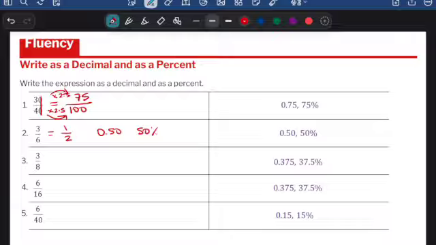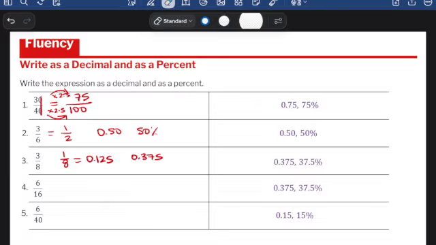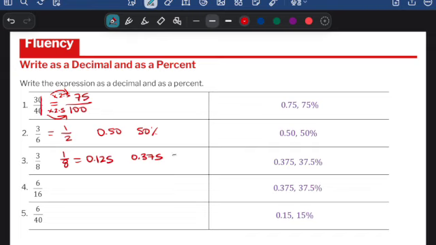3 over 8. Another good decimal fraction relationship is 1/8. So if you can remember what 1/8 is, 1 divided by 8 is always 0.125. So if I have 3 of those, my decimal would be 0.375. And again, we can just multiply this decimal by 100 to turn it into a percent. So we would have 37.5%.